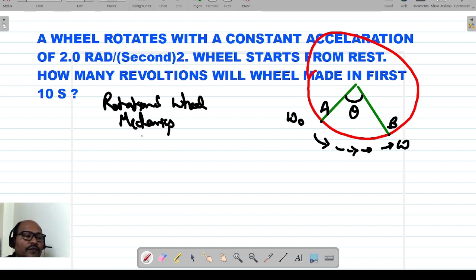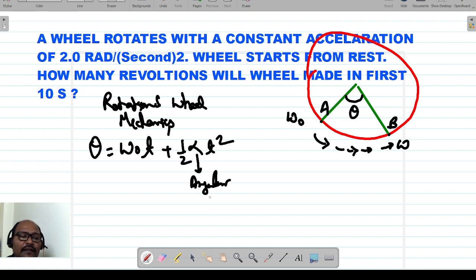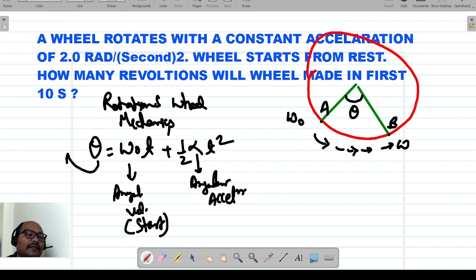We know this along the same lines where we discussed the initial laws of motion. So in rotational mechanics, we have theta equal to omega 0 t plus half alpha t square. What is alpha, students? Alpha is angular acceleration. Omega 0 is angular velocity at start, right? T is the time. And theta, what is theta? Theta is angular displacement, right?